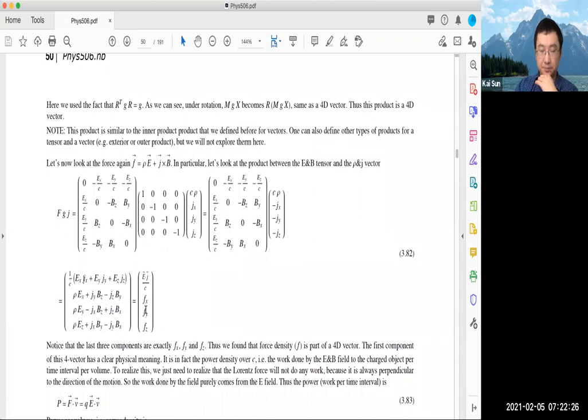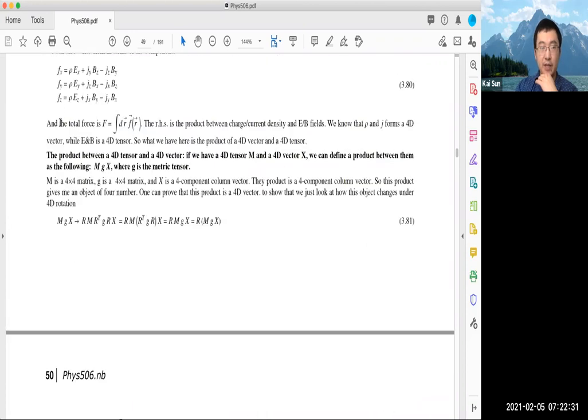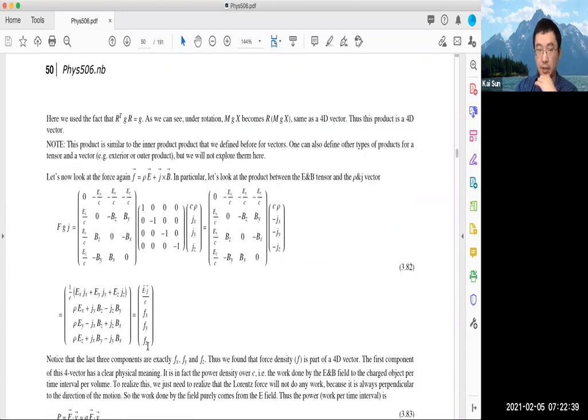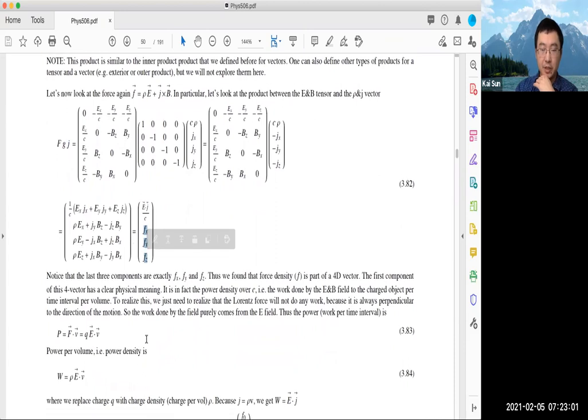So from this construction, we learned that force density, Fx, Fy, and Fz, is actually part of a 4D vector. This 4D vector is constructed from the E and B field tensor, inner product with the charge density, current density vector. The first component is E dot J over c. The last three components of this 4D vector are Fx, Fy, and Fz, force density along the X, Y, and Z direction.